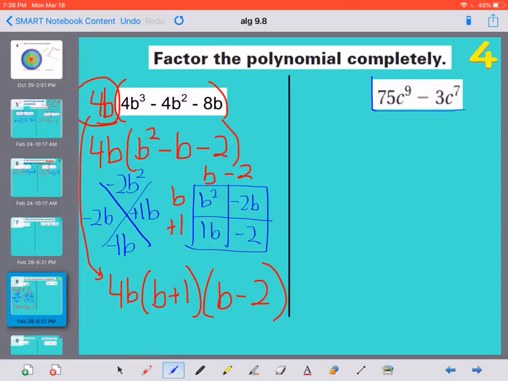Here, if I take a look at this, it looks to me like I can factor out a positive 3. And this is c to the 9th and c to the 7th, so it looks like I can factor out c to the 7th out of both of those. When I do that, I'm left with 3c to the 7th times 25c squared minus 3. Well, nope, not minus 3 because we took out the 3. So this is actually minus 1.